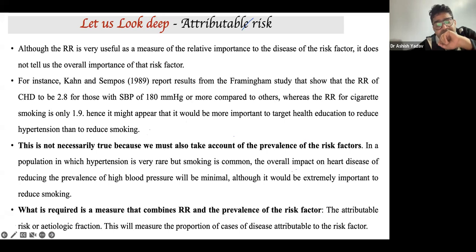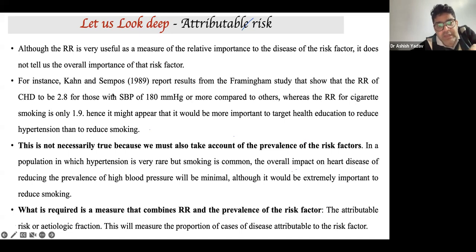You can see the RR values from a subsample taken from the Framingham study. The RR of CSD for systolic blood pressure of 180 or above is a very high risk, 2.8 times, whereas for cigarette smoking it is 1.9. Looking at this table, one can feel that we should focus more on blood pressure programs rather than on the reduction of smoking. But what is the prevalence of the two?